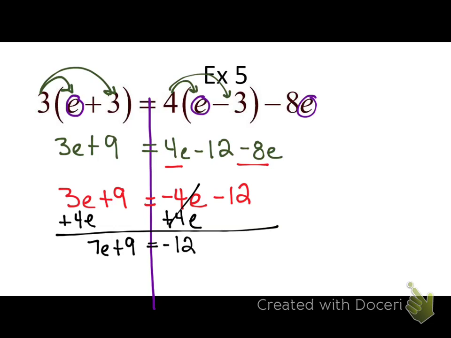Okay, now I'm at my last step, which just says solve as usual. So if I'm solving as usual, what do I get rid of first? Okay, so I'm down to 7E equals, what's negative 12 minus 9? Same sign, find the sum, and keep the same sign. Good. And then I get the E by itself by dividing by 7, and it's E equals negative 3.